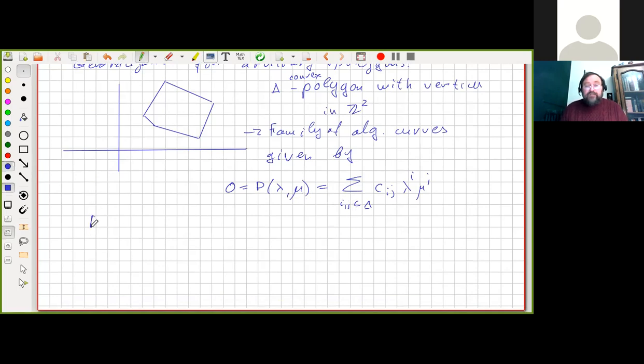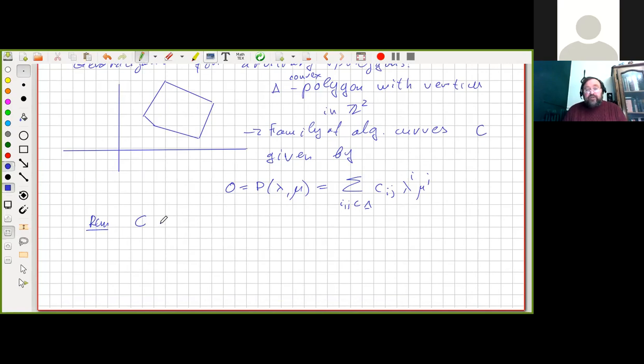Easy remark: this is a curve. First of all, the curve C. Well, big C, you can imagine this is the curve, or it's just a collection of these coefficients. So it's the same letter. So remark the curve C.